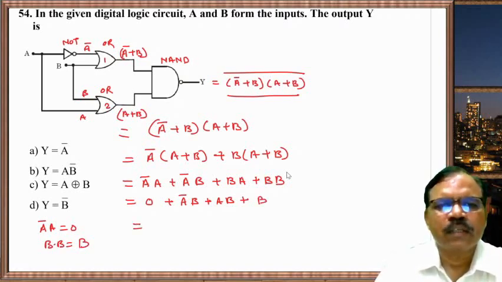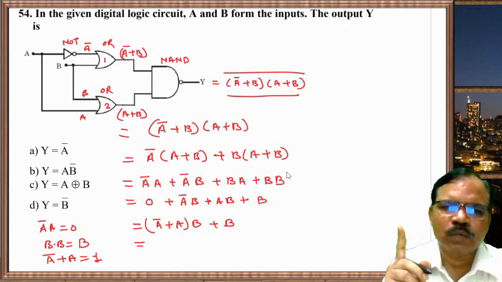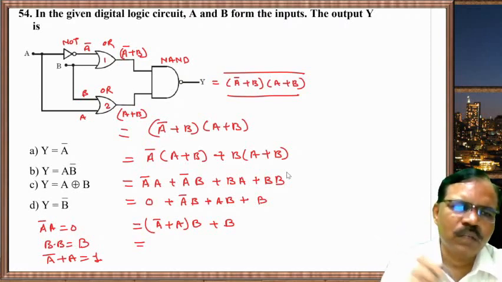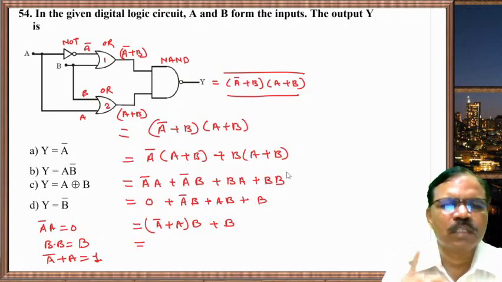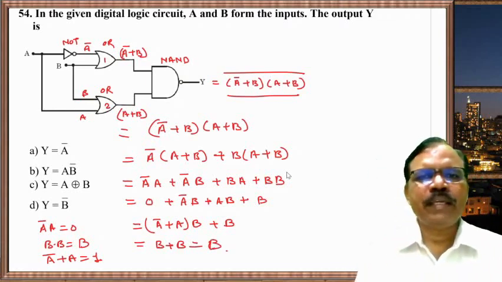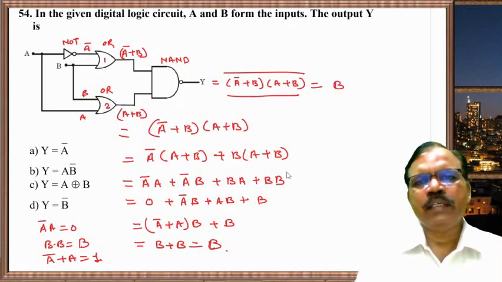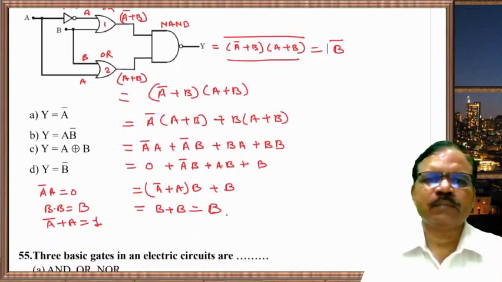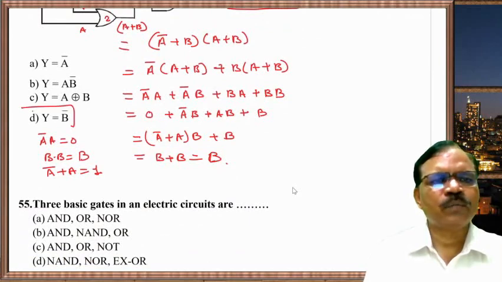So we get here (A bar plus A) into B plus B. Now A bar plus A, according to Boolean algebra, is 1. It means if A is 1, A bar is 0, and if A is 0, A bar is 1, and 1 plus 0 or 0 plus 1 is 1. So we get the first term as B plus B, which is B. So B and then its complement, B bar. So Y is equal to B bar.